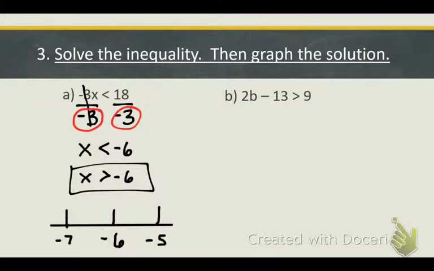Very good job. Is this going to be a closed circle or an open circle? Why is it open? Because there's no equal sign. So that means negative 6 cannot be an answer. Now we've got to figure out which one would be the answer. Would negative 7 make sense or would negative 5 make sense?